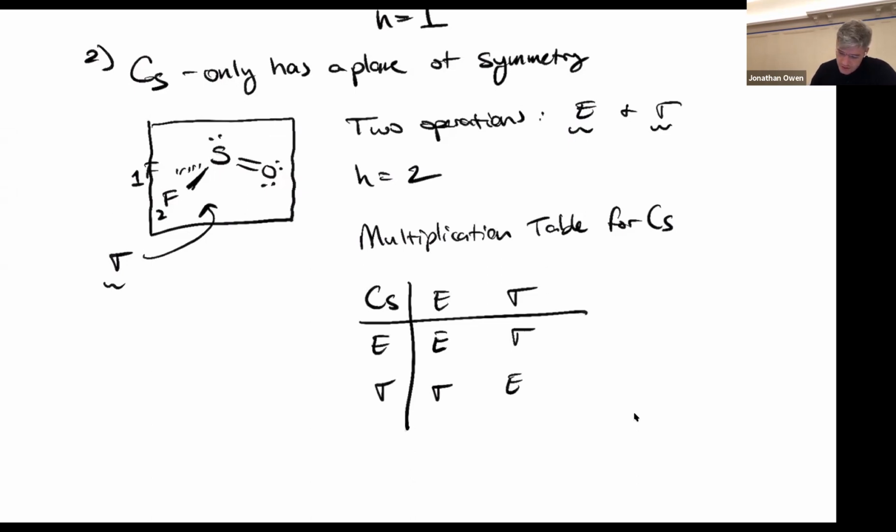So this is a complete collection of operations for Cs. Whenever you multiply two operations by one another, you get back one of the two operations in the group. No new operations have appeared. So the products of the operations always give back a member of the group. Also, remember that a sigma plane followed by a sigma plane gives you back E, and that tells you that sigma is its own inverse. If you do one operation followed by another operation, and it gives you back the identity operation, that means it's an inverse.